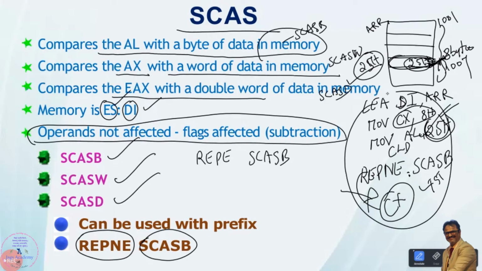This is using string instruction. Can you write the same program without using string instruction? You can do it. But in that case, you have to move the data to one temporary register, use compare instruction, increment SI, decrement CX, all those things you have to use. But here you are not using those things and you are getting the program done. Fine, this is about SCAS.